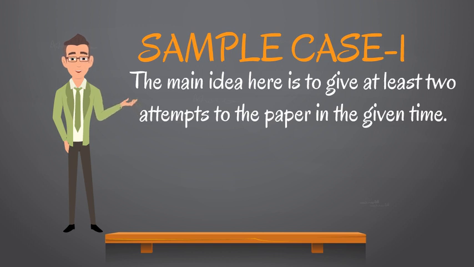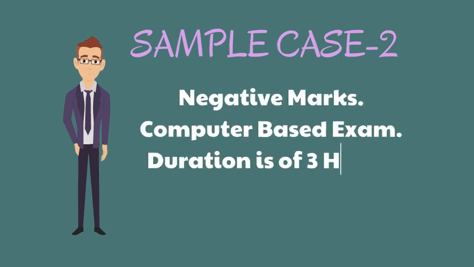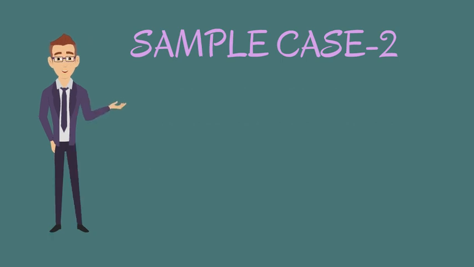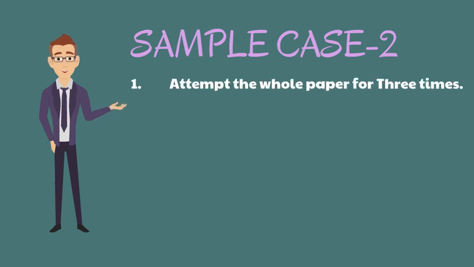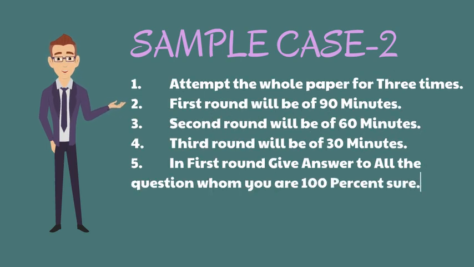Now let's move to case number 2. Here I assume that there might be negative marking involved and the paper is computer based where we do not have the option to check all the questions in one go. Also the duration is 3 hours. My sample strategy will look like below. Attempt the whole paper 3 times. First round will be 90 minutes, second round will be of 60 minutes and third round of 30 minutes.